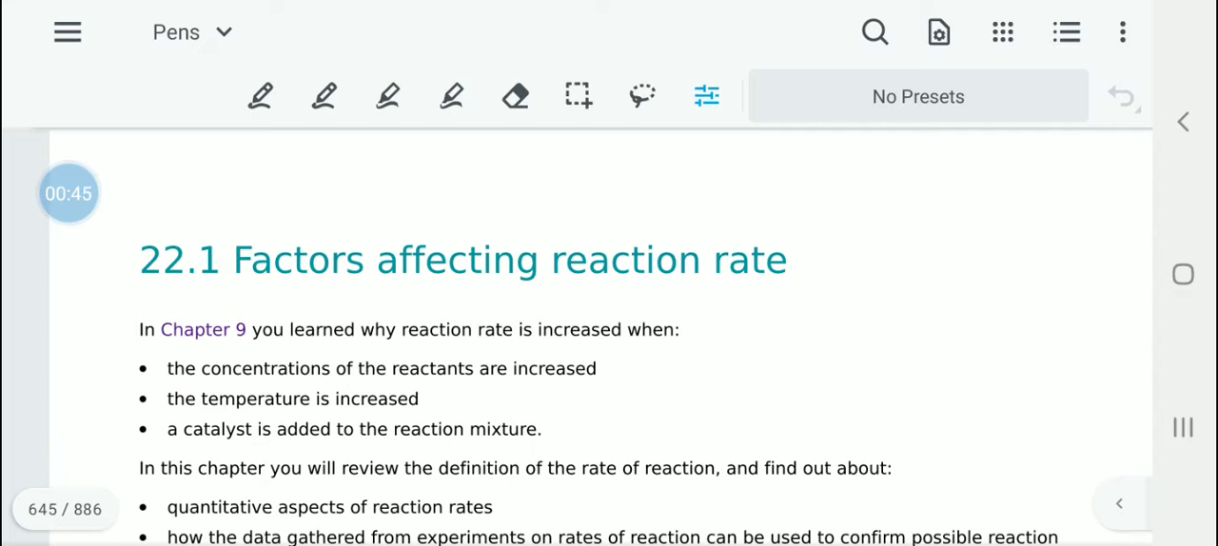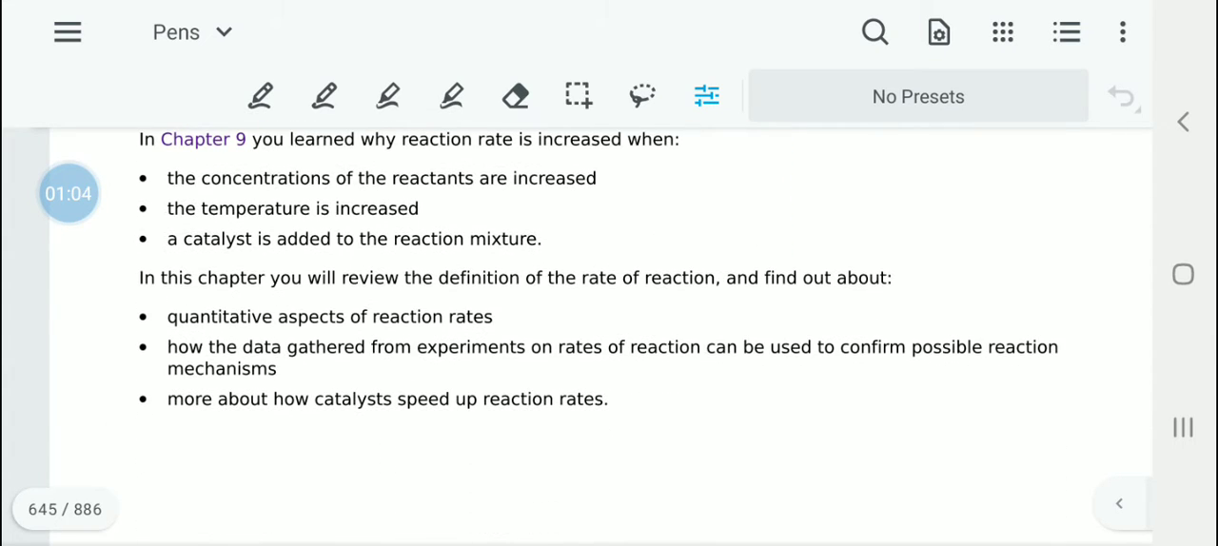Now when you take a single reaction, we have learned that the rate of a reaction can be increased by increasing the concentrations of the reactants, and then when temperature is increased or when a catalyst is added, we can increase the rate of the reaction. So these are some basic stuff that we have already learned.